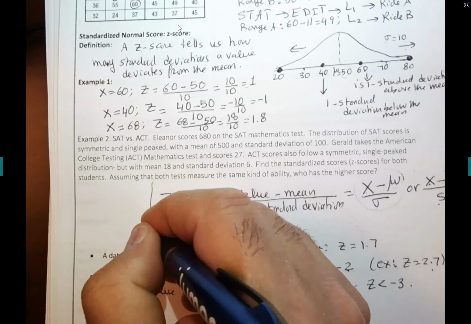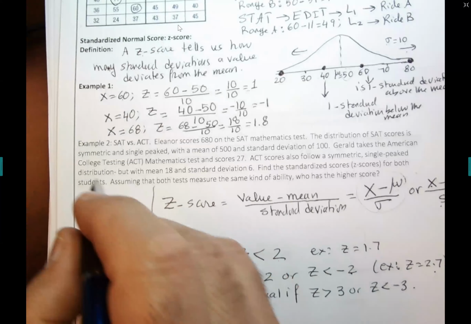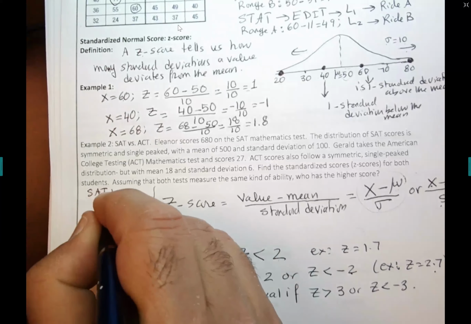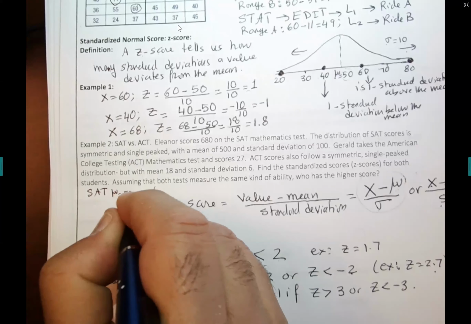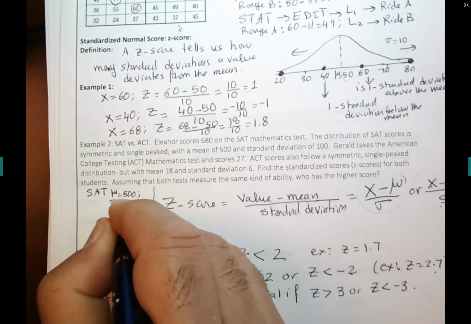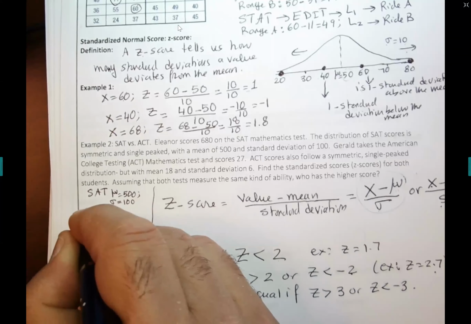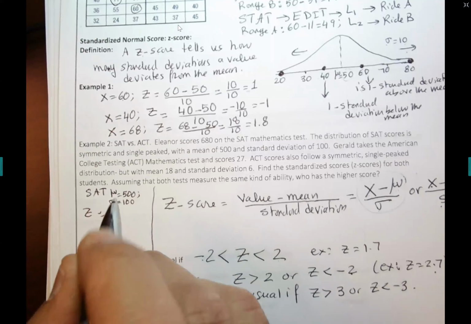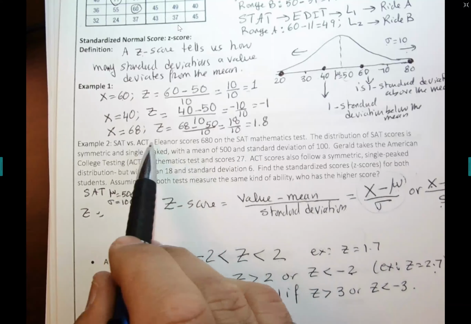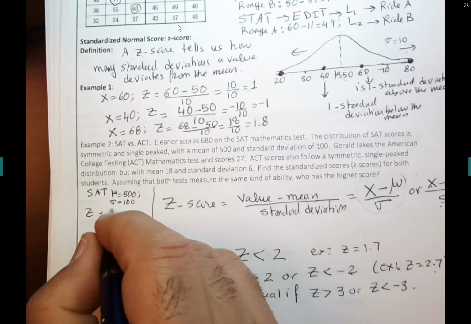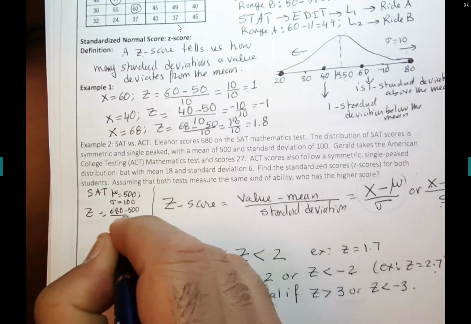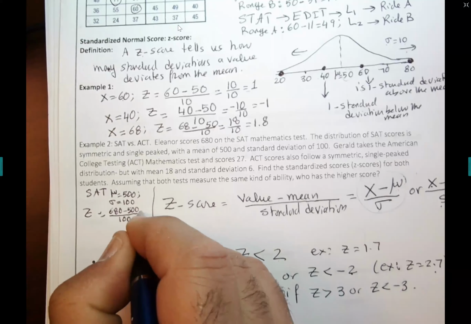Find the Z-scores. I'm going to start with the SAT, guys. We know the mean is 500 and the standard deviation is 100. What's the Z-score for Eleanor? Okay, how do you do it? The formula: the X value, what did Eleanor score? 680 minus 500 divided by 100, which is 1.8.